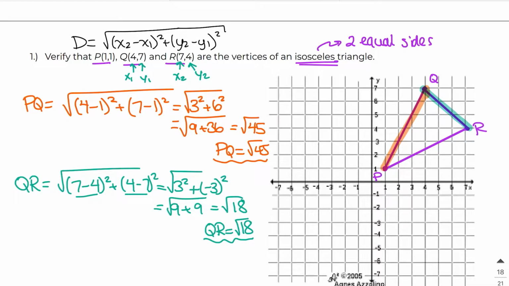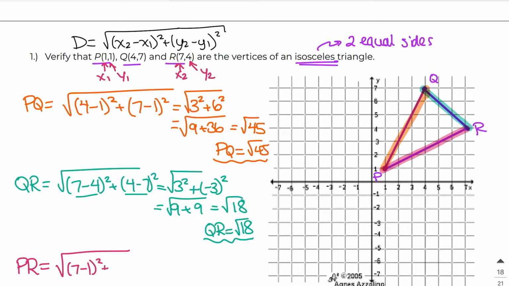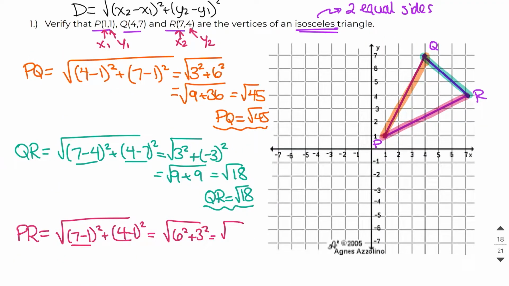Okay, and then our last side that we want to show is PR or RP, whatever you prefer to call it. So PR is going to be equal to, let's say this is x1, x2, y1, y2, 7 minus 1 squared plus 4 minus 1 squared. So 7 minus 1 is 6, 4 minus 1 is 3. I get the square root of 36 plus 9, so I get the square root of 45. So we can say that PR is equal to the square root of 45.